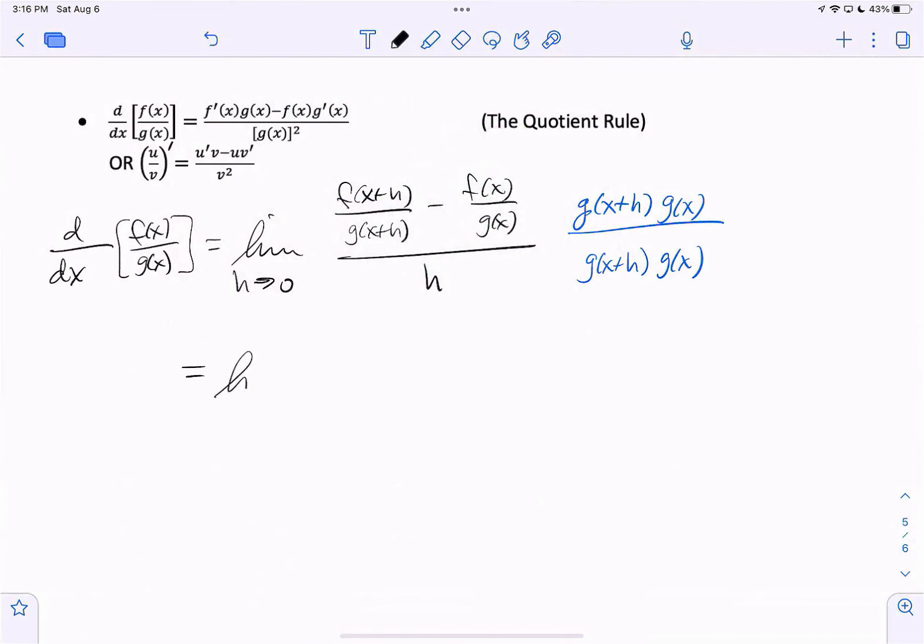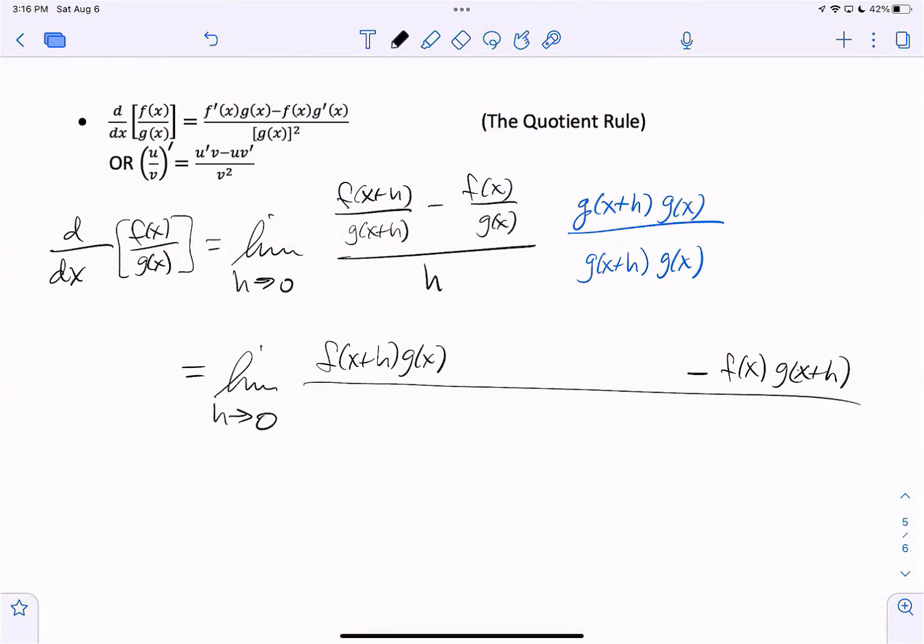My result is that I have the limit as h approaches 0 of f of x plus h times g of x. Now I'm going to leave a big old gap because, like I said, this is kind of like the way the product rule went. The g of x plus h divides out in the first term. The g of x divides out in the second term. And I have minus f of x times g of x plus h. The whole thing is over h times g of x plus h times g of x.